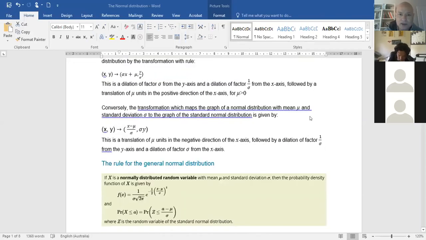Now, of course, conversely it's the same thing. The transformation which matches the graph of the normal distribution with this mean and standard deviation to the standard graph is given by that. So, of course, we rearrange them. Okay, we get our x values and we put it in there because this is our image, just like we do before. Translation of mean units in the negative direction of the x-axis, followed by dilation of factor 1 divided by the standard deviation from the y-axis, and a dilation factor of the standard deviation from the x-axis. Okay, we can see that.